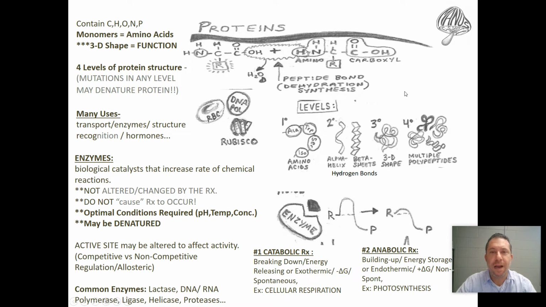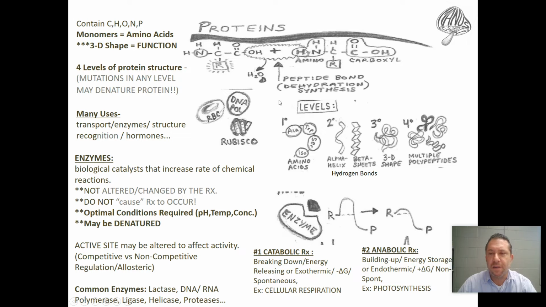Proteins are a major macromolecule that we refer to in biology. The proteins are going to have the elements carbon, hydrogen, oxygen. Nitrogen will be a dead giveaway that you're looking at a protein, and also phosphorus. And the amino acids are going to be the monomers of proteins. They're the building blocks of proteins.